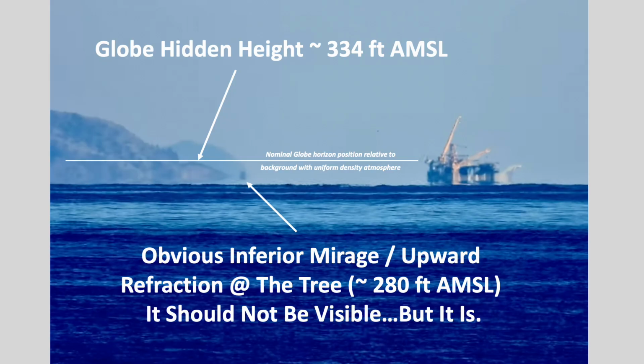Here's an obvious inferior mirage at the tree due to upward refraction. It's in a zone that actually should be below the globe horizon geometrically.